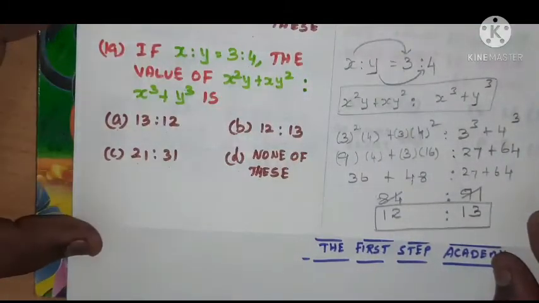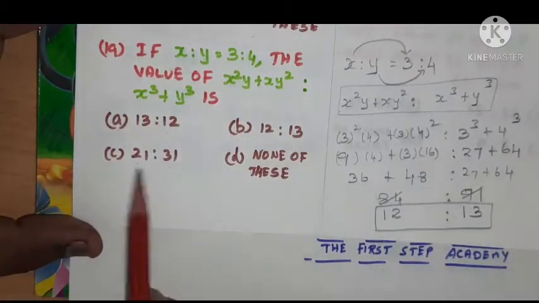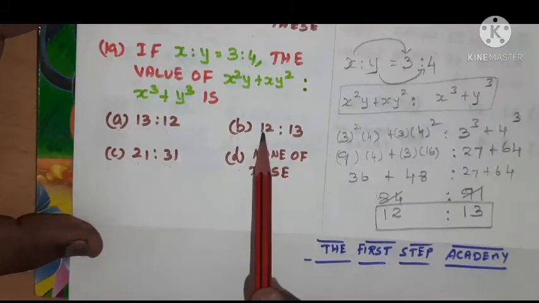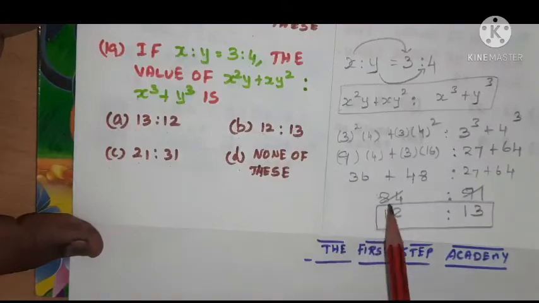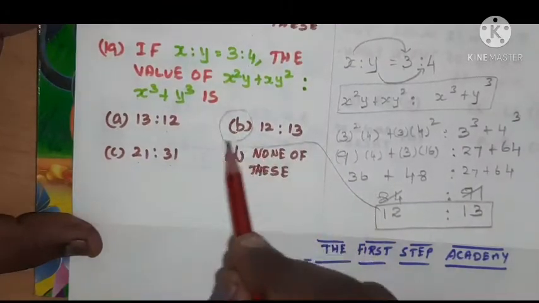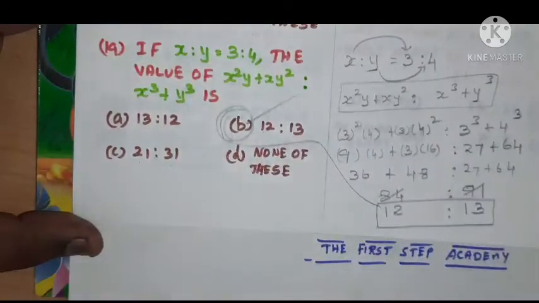Just compare this answer with the given options. Option A 13 is to 12, option B 12 is to 13, option C 21 is to 31, option D none of these. Hence the answer is matching with option B, 12 is to 13. That is the answer for this particular question. Good. Hope you understand. We'll go to the next question.